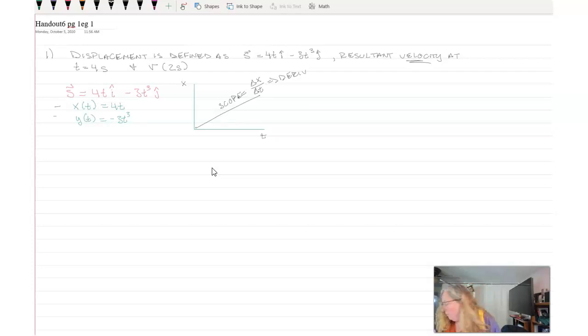So then I can say d by dt, let's make a note over here, I'm going to do my x, of 4t. Well, that just gives me 4, because remember this is a 1 in the exponent, so pull that 1 down, 1 times 4 is 4, and then I'm going to subtract 1 from the 1 in the exponent, that gives me 0, so it's just 4. So that's going to be 4 meters per second in the x.